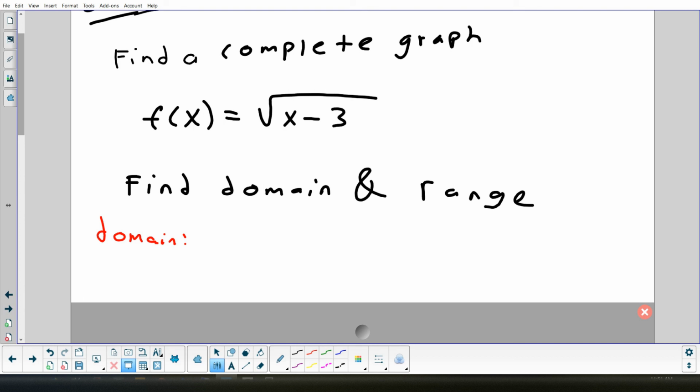So the domain, 2 ways to write it. X is greater than or equal to 3. If you say, well, why not 2? Why can't you plug in 2? Try it. 2 minus 3 is negative 1. You can't take the square root of negative 1. We're dealing with reals. So you can write the domain that way.